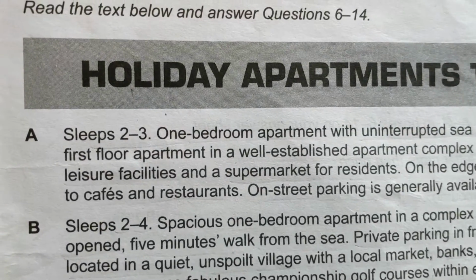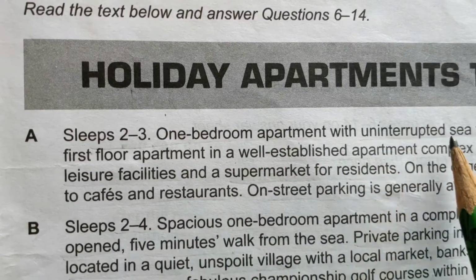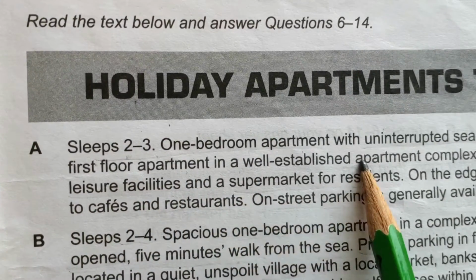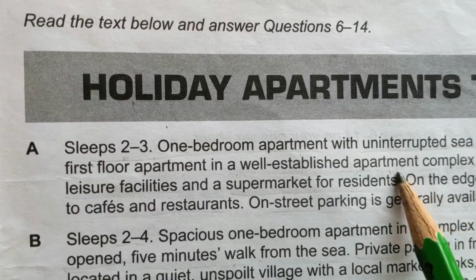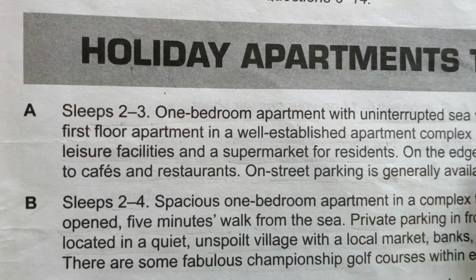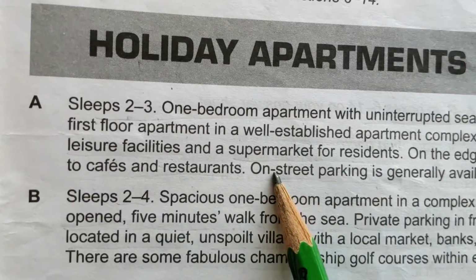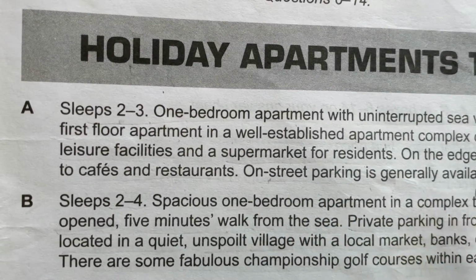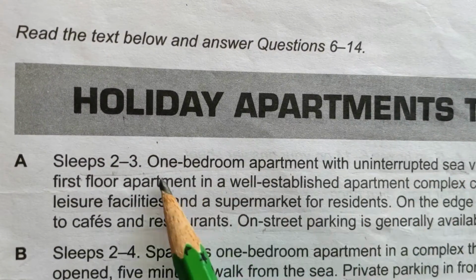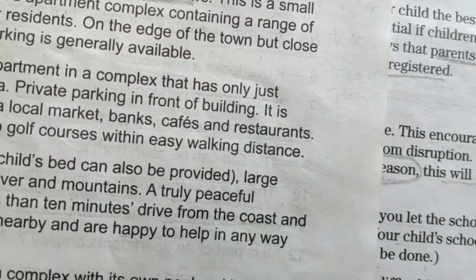Let's read the paragraph. A, sleeps 2-3, one bedroom apartment with uninterrupted sea views. This is a small first floor apartment in a well established apartment complex containing a range of leisure facilities and a supermarket for residents, on the edge of the town but close to cafes and restaurants. On street parking is generally available. Okay, in this way we have read out an option: sea views. So, one bedroom apartment with uninterrupted sea views. For this we will be turning the page from here.